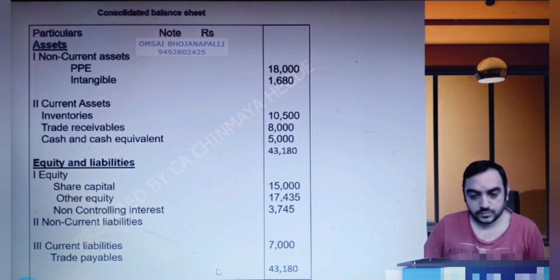Nothing else. All other adjustments like unrealized profit, revaluation, depreciation, everything later. In the analysis of profits, only dividend to be added back, nothing else.